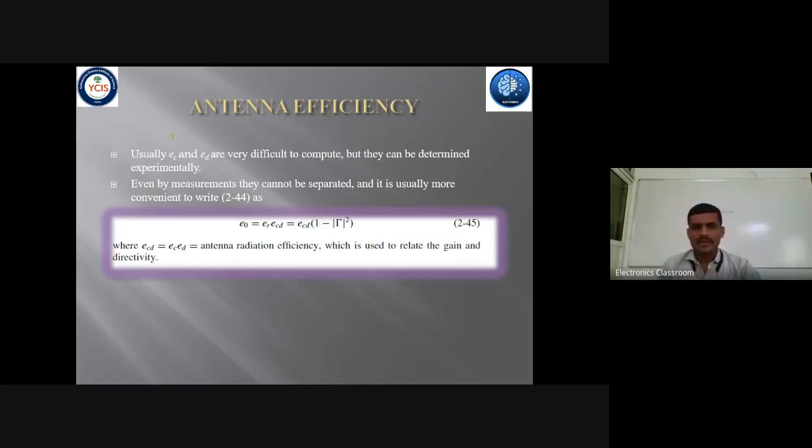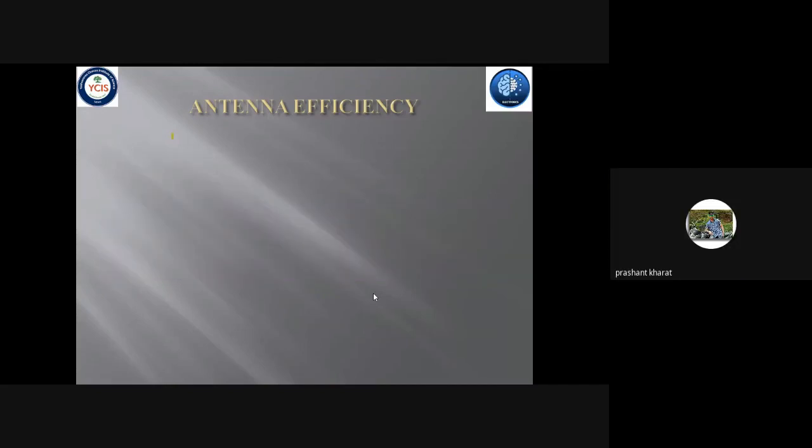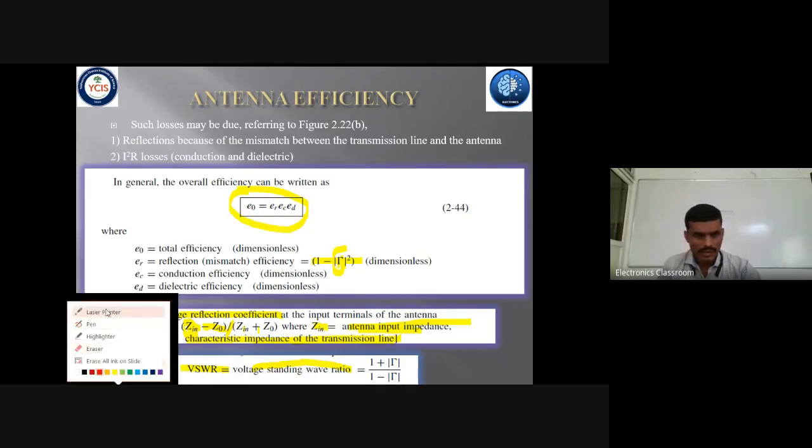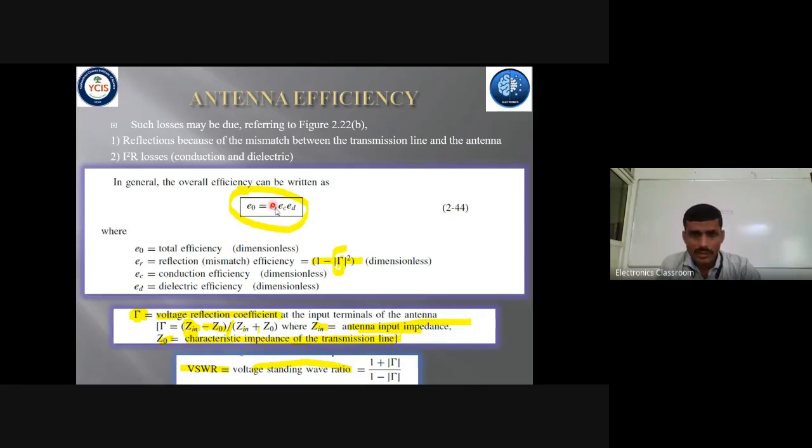We did not derive it directly, dear. See carefully. Is the presentation visible? Yes, sir. See, this is our first equation. I will highlight this equation using the laser pointer. Now this is the first equation, that is total antenna efficiency. Is that clear? Total antenna efficiency is the product of reflection efficiency, conduction efficiency and dielectric efficiency. Is that clear, Dikshit? Yes sir.